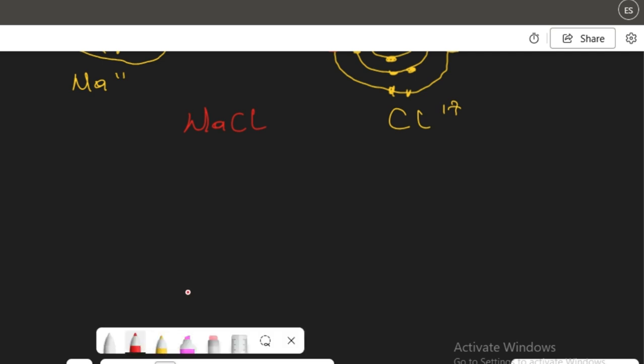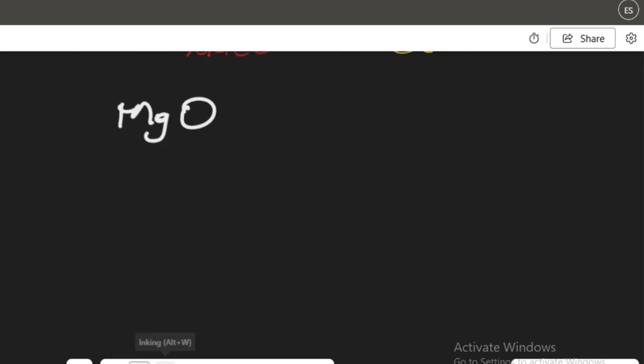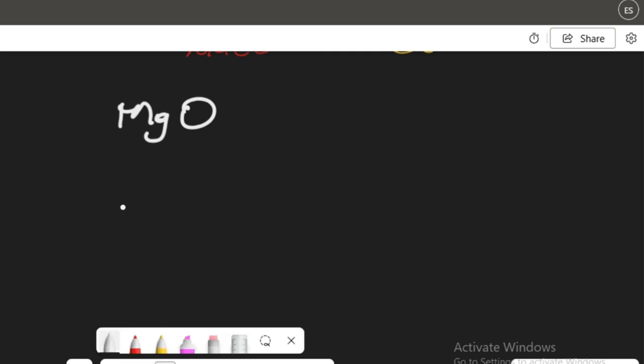Let's look at the example of magnesium oxide. So this is magnesium oxide. How does this happen? How does this form? Now here is how it happened. Magnesium, how many electrons does a magnesium atom have? It has a total of 12 electrons, because the atomic number of magnesium is 12. So it has a total of 12 electrons.